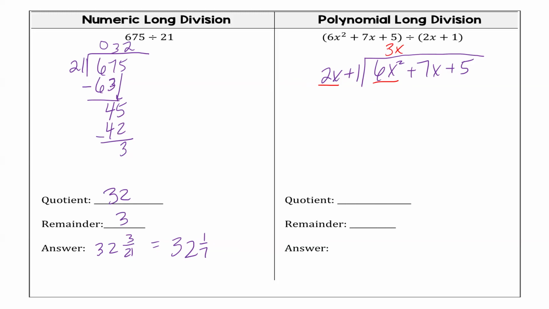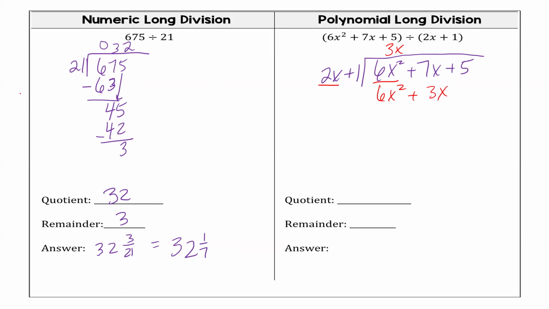We're going to multiply your quotient times each part of your divisor. 3x times 2x is 6x squared. 3x times 1 is 3x. Yes? Just like we multiplied 21 times 3 and got 63. Same thing. 3x times 2x plus 1.